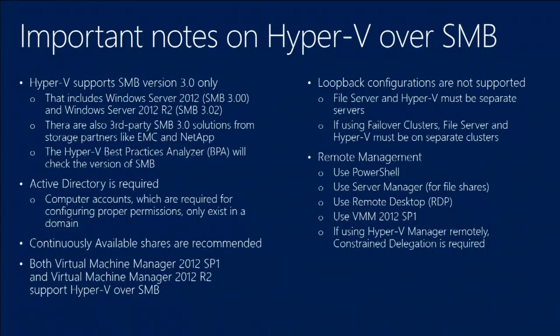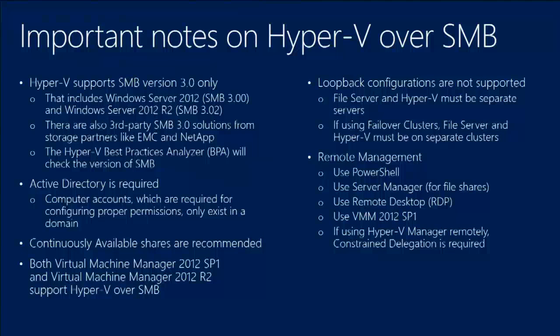A few things. In order to do Hyper-V over SMB, you must use SMB version 3.0. Okay? Now in R2, we have 3.02, but I'm not even going to consider that. Just call it 3.0. So both 2012 and 2012 R2 are 3.0.